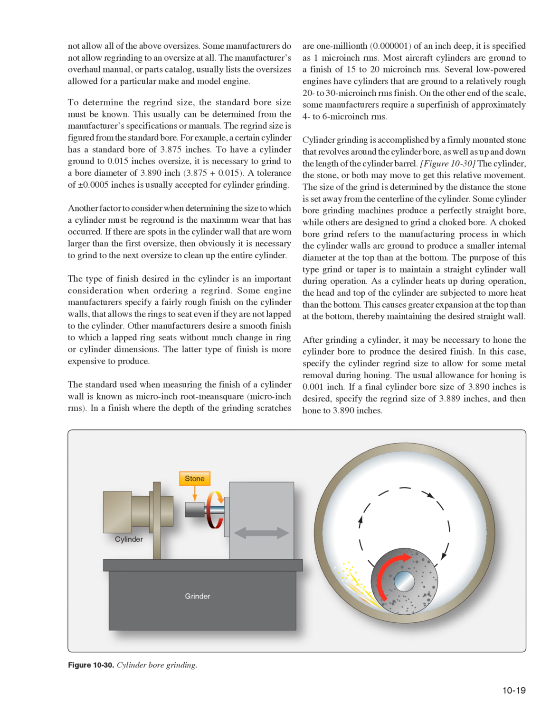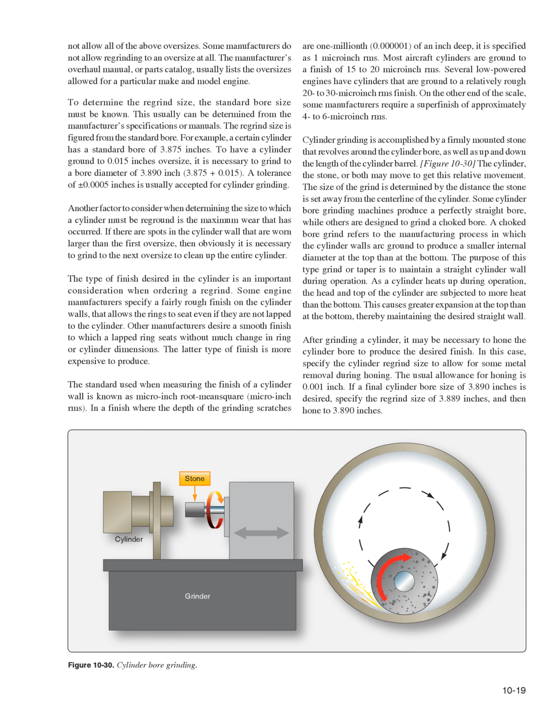Another factor to consider when determining the size to which a cylinder must be reground is the maximum wear that has occurred. If there are spots in the cylinder wall that are worn larger than the first oversize, then obviously it is necessary to grind to the next oversize to clean up the entire cylinder. The type of finish desired in the cylinder is an important consideration when ordering a regrind. Some engine manufacturers specify a fairly rough finish on the cylinder walls that allows the rings to seat even if they are not lapped to the cylinder. Other manufacturers desire a smooth finish to which a lapped ring seats without much change in ring or cylinder dimensions. The latter type of finish is more expensive to produce.